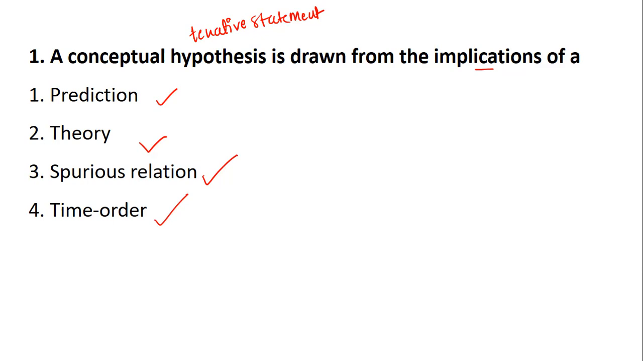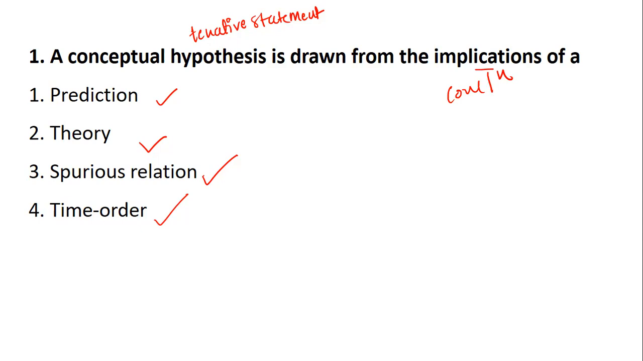Now, what is a conceptual hypothesis? It is drawn from the implications, and here implications indicates conclusion. So a tentative statement is drawn from the conclusion of what? Do we take into consideration theory, prediction, spurious relation, or time order? If I'm talking about predictions or theory, you can understand what exactly they mean.